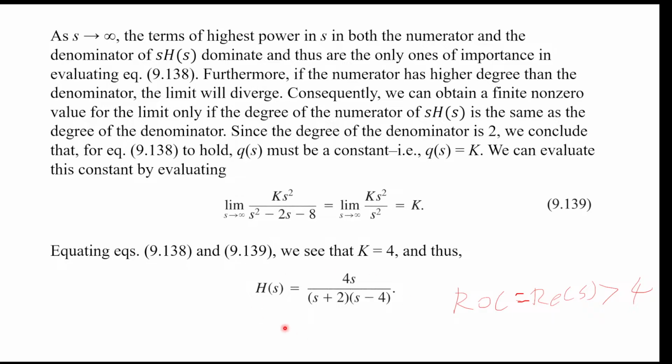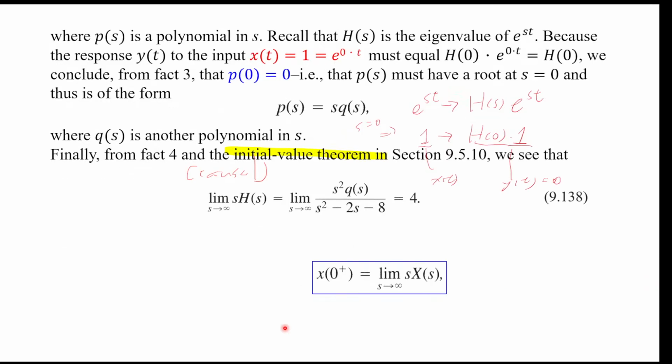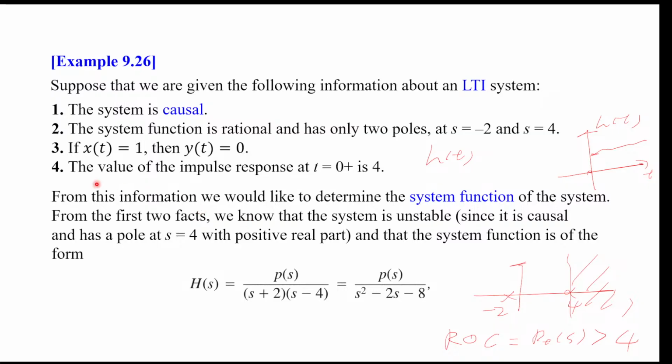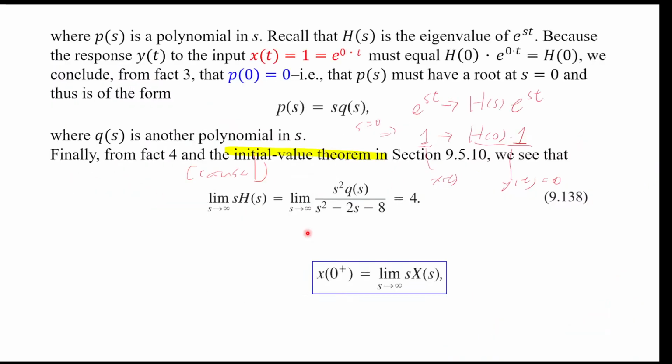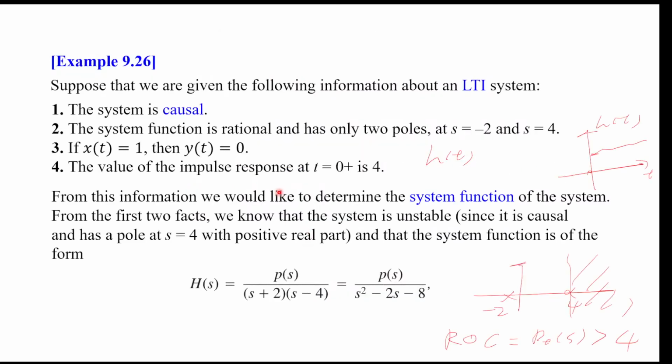So this is a really complicated example, and you use a whole bunch of pretty tricky properties, and it also has a delicate balance. We're only able to solve Q of s because we know Q of s is only a constant, and the constant is specified by this initial value theorem.